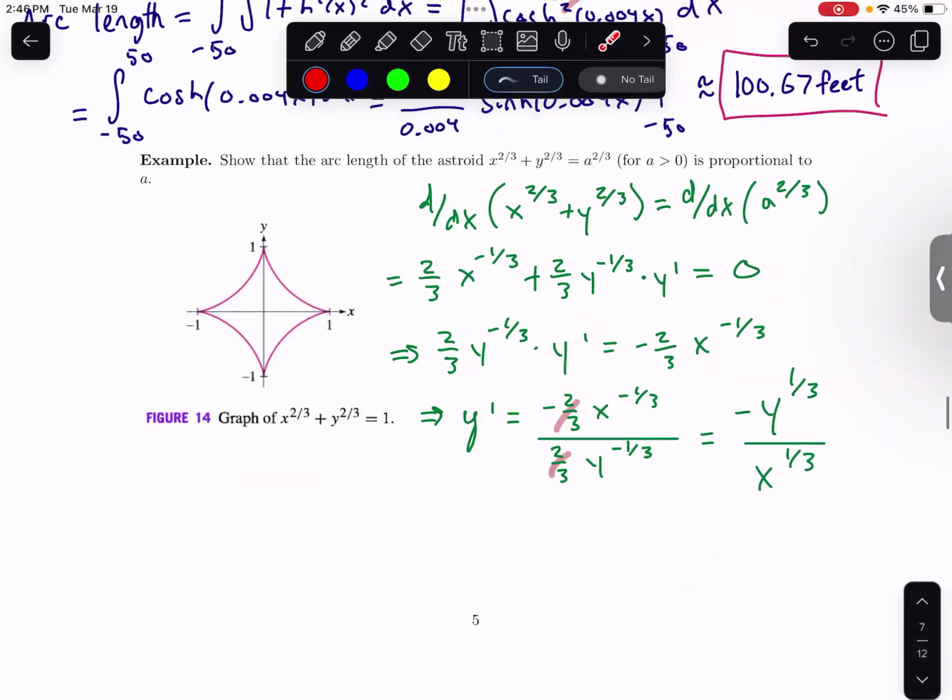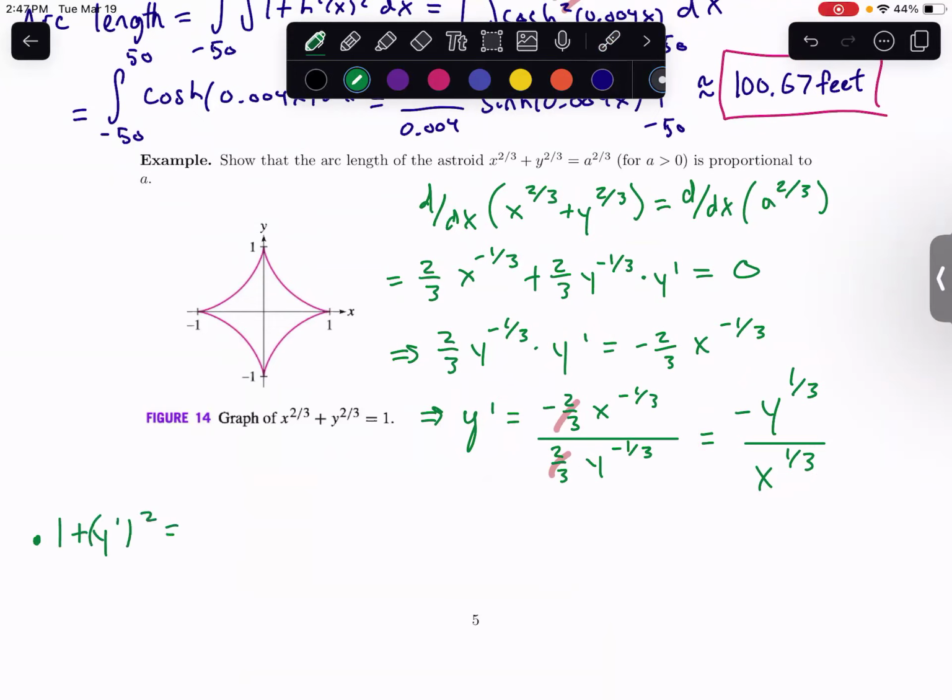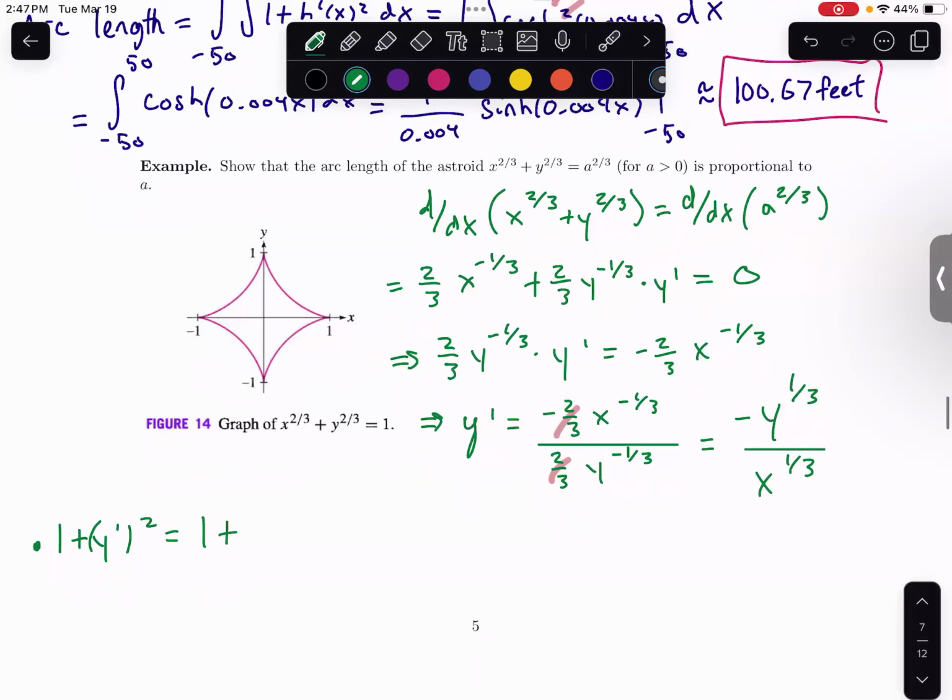Okay, so this is the derivative. We found what y prime was equal to. After we determine what y prime is equal to, we want to do 1 plus y prime squared and see what happens. And then eventually we want to integrate that function. So this is going to be 1 plus y prime squared. This is going to be equal to 1 plus, so you can rewrite it, minus y to the 1/3 power over x to the 1/3 power squared.